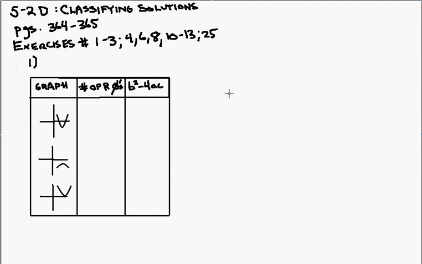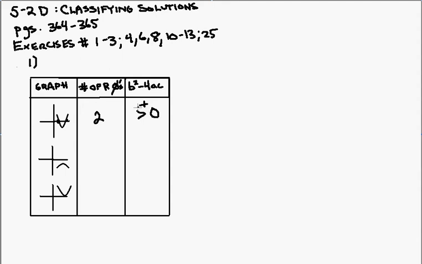2D classifying solutions. Exercise number 1, you're given a graph with 3 different quadratic functions, and in the second column you're supposed to tell me the number of real zeros. Well, in this particular graph you're looking at 2 locations where the graph is crossing the x-axis, so the number of real zeros is 2. And in this case, b squared minus 4ac is going to be greater than 0. So it's going to be a positive number.